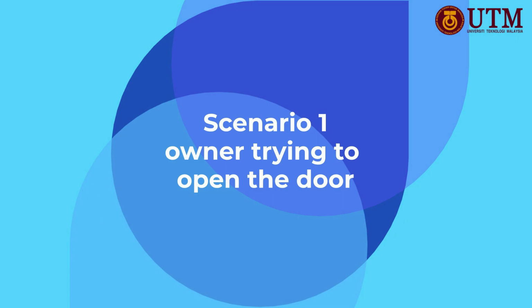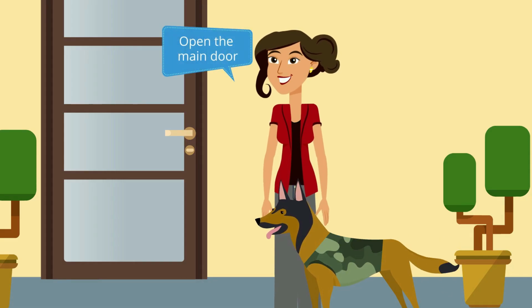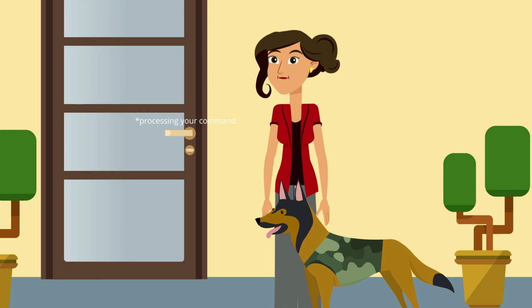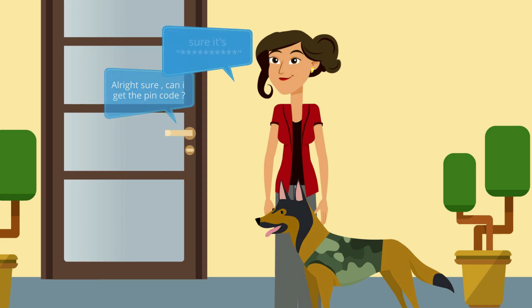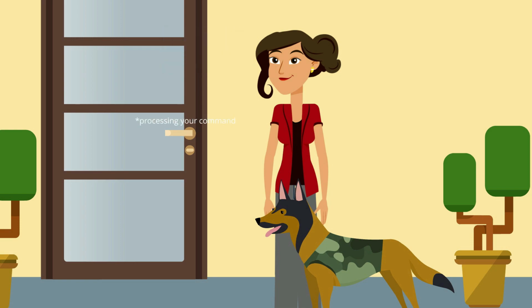Scenario 1. Owner trying to open the door. Owner gives a command which is open the main door, and it will be detected and processed by the smart lock. Then the smart lock will ask for the PIN code that has been set for security. After that, the owner shares the correct PIN code. Next, the smart lock will confirm them and it will open the door since it is the correct code.